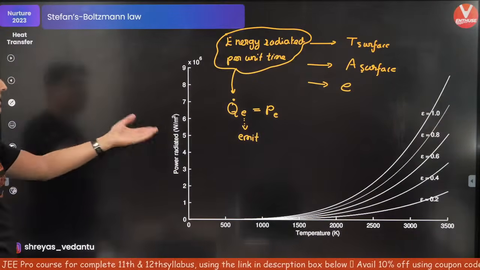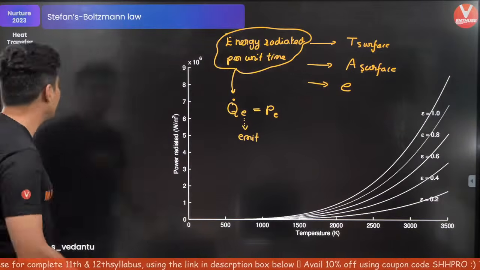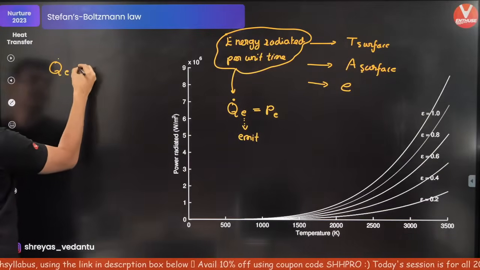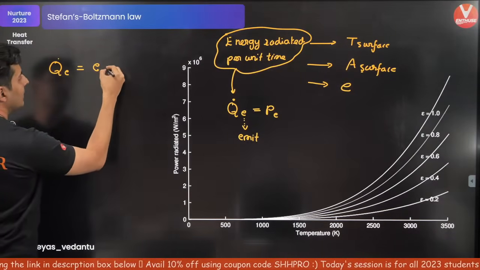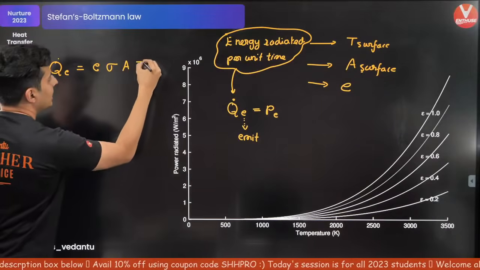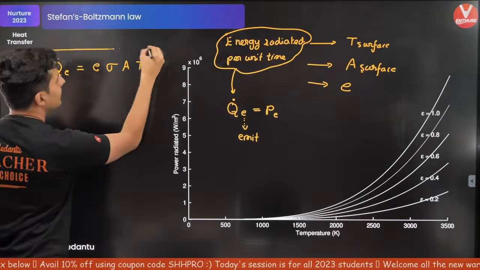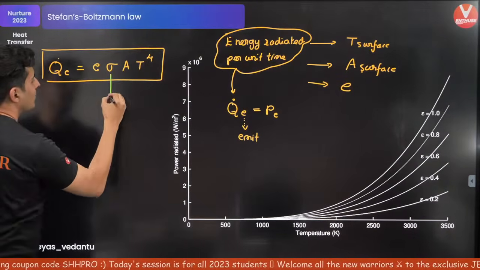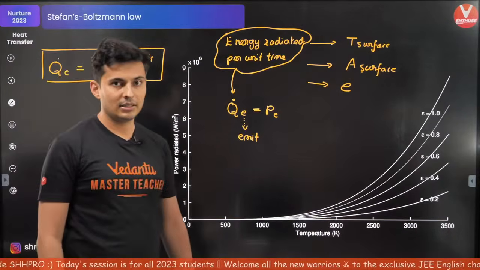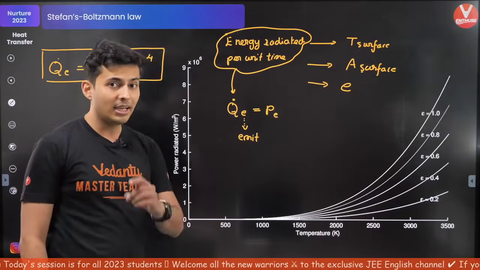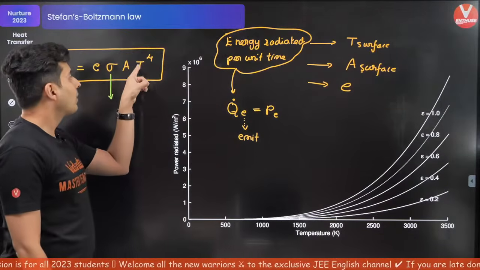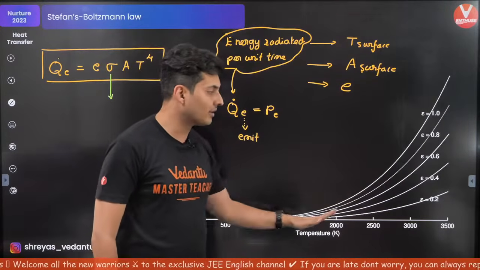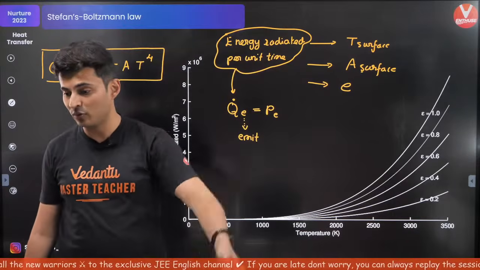So this energy which is radiated, emitted per unit time turns out to be Q dot E equal to E sigma A T raised to 4. This sigma is your Stefan-Boltzmann constant. That is the constant of proportionality. Interesting thing to note, it is proportional to T raised to the 4th power. You can see it's not a straight graph, it's a curved graph. It's proportional to T raised to 4.